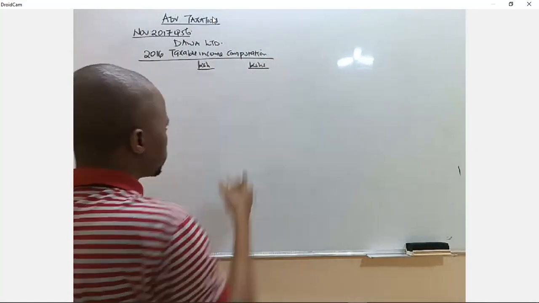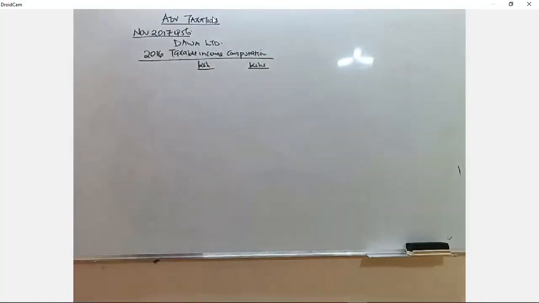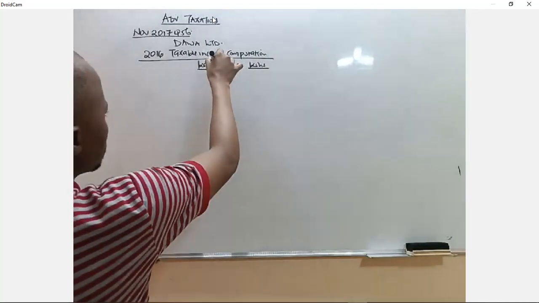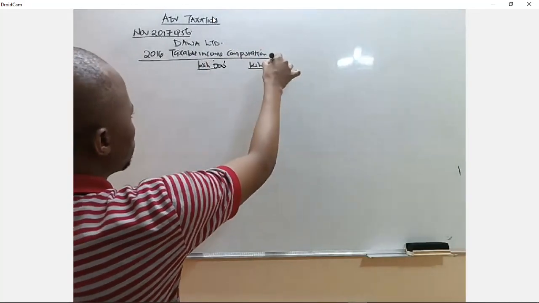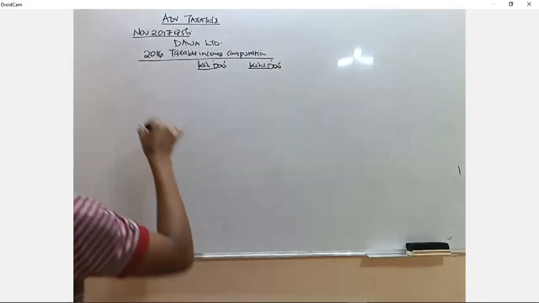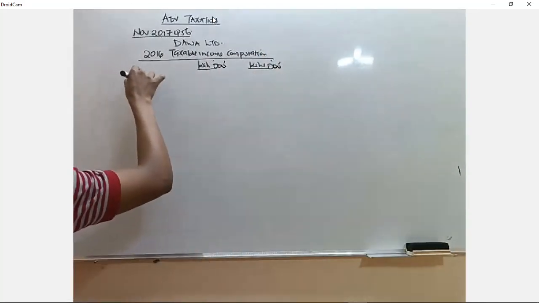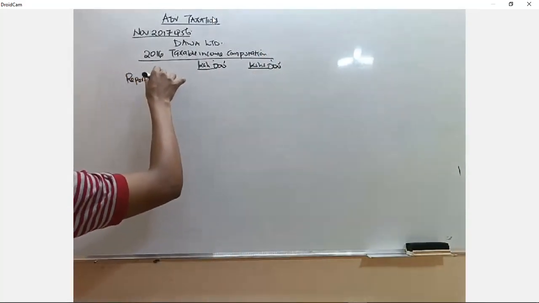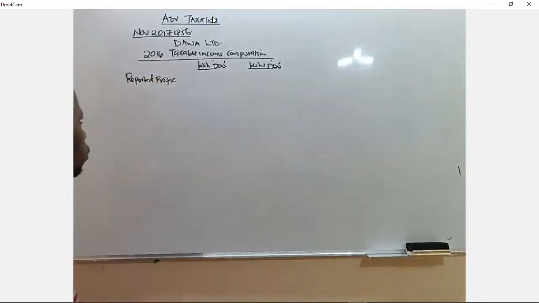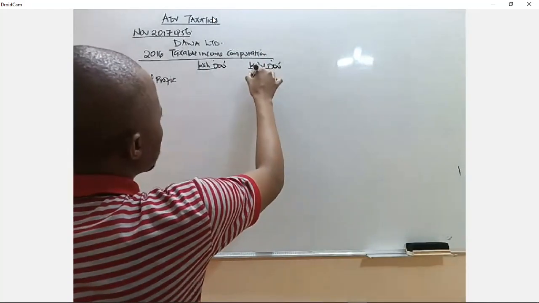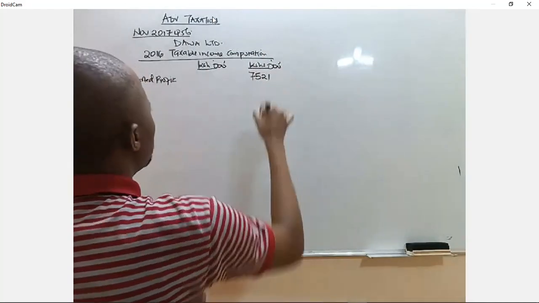Now I know that Rose is able to understand this. Then we are going to be limiting our shillings into thousands. We work very quickly. So in this case, we start with the reported profit. Looking at the reported profit, the examiner has already given you around 7,521. I just put it here to do my adjustments.